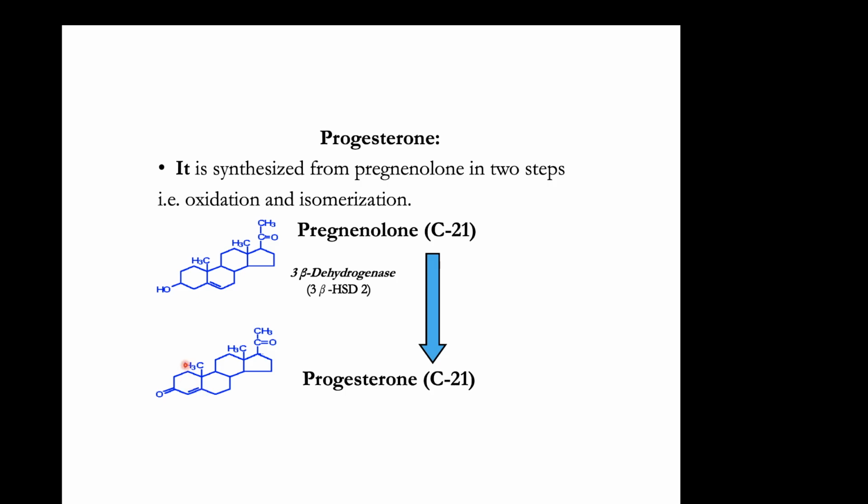Moreover, at carbon number 3, as we see here, there is a hydroxyl group in pregnenolone. However, in case of progesterone, it has been oxidized. As we know, first is the oxidation and then isomerization. So there is oxidation here and then isomerization here. That will lead to the synthesis of progesterone, which is 21 carbon. The carbon number is the same, there is no decarboxylation, and the enzyme 3-beta dehydrogenase acts as the enzyme in this reaction.